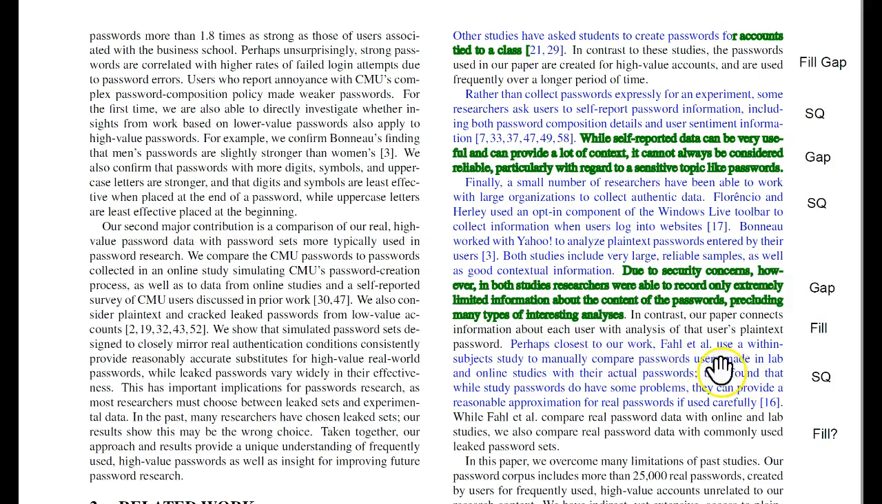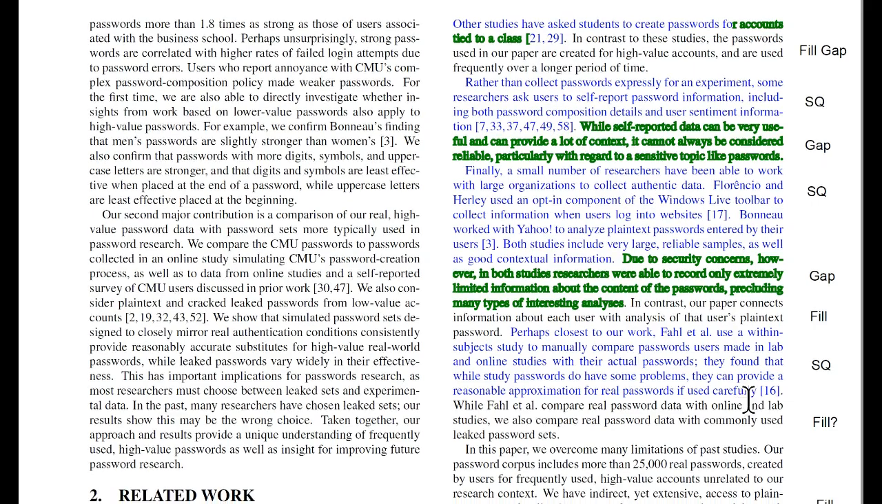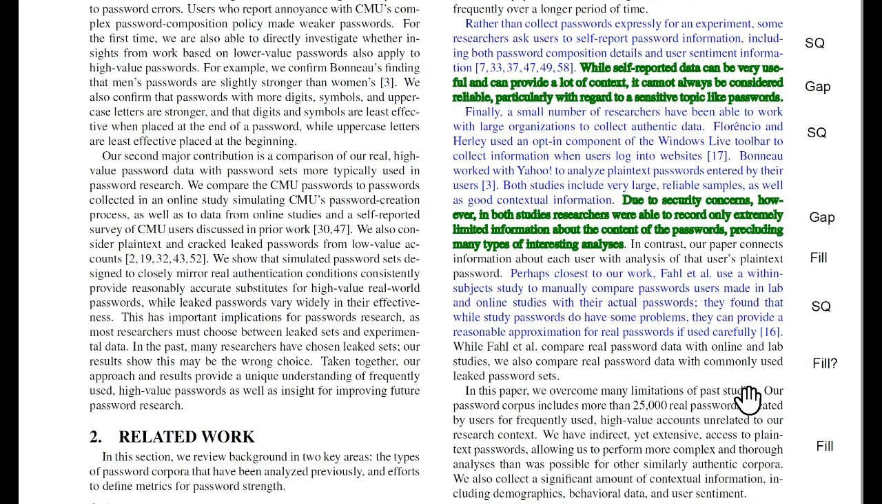Fahl et al. use within-subject studies. And they found that while study passwords have some problems, they can provide a reasonable approximation. So this is the longest we've spent talking about any one study. And so I know that they are getting much closer to their actual research here.